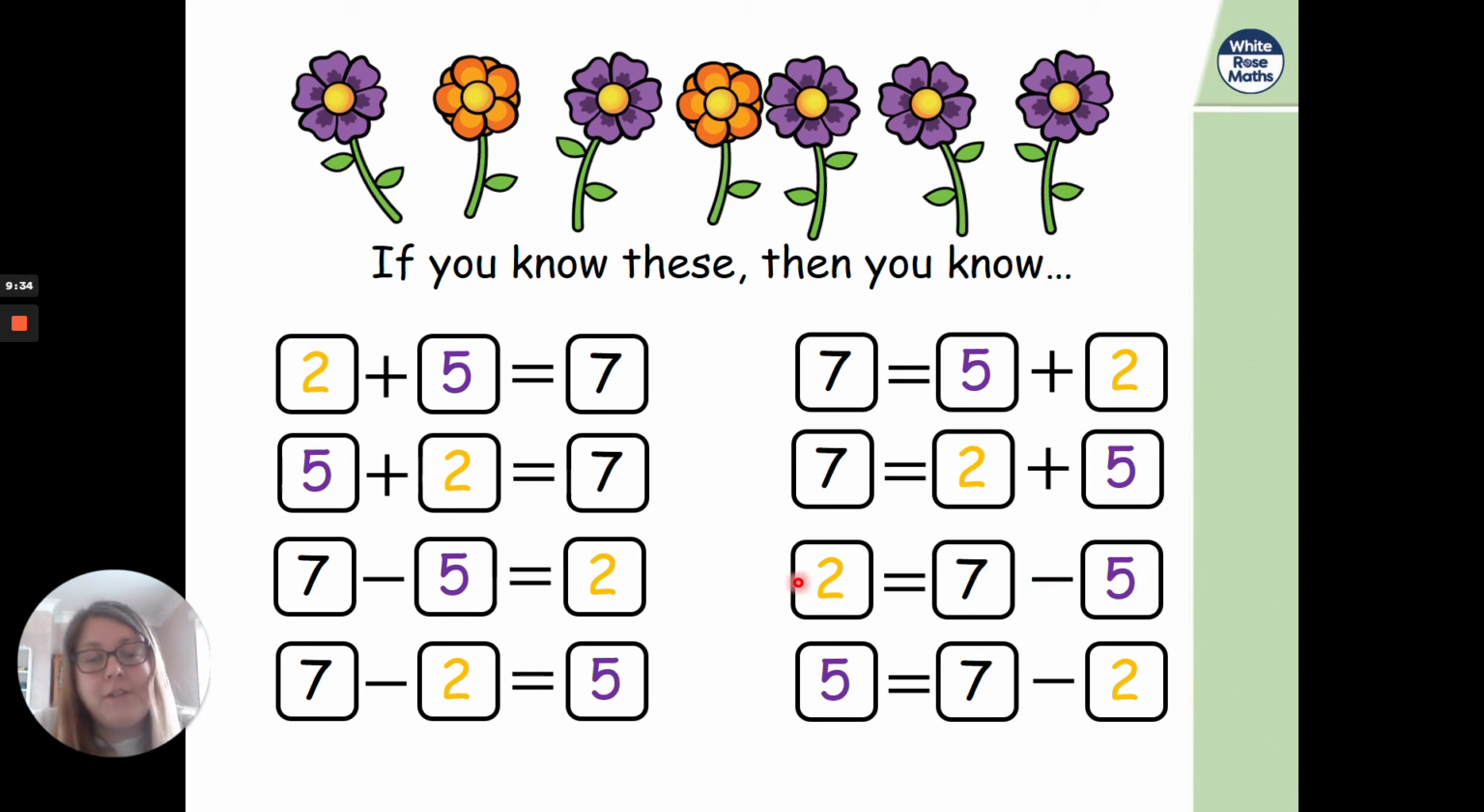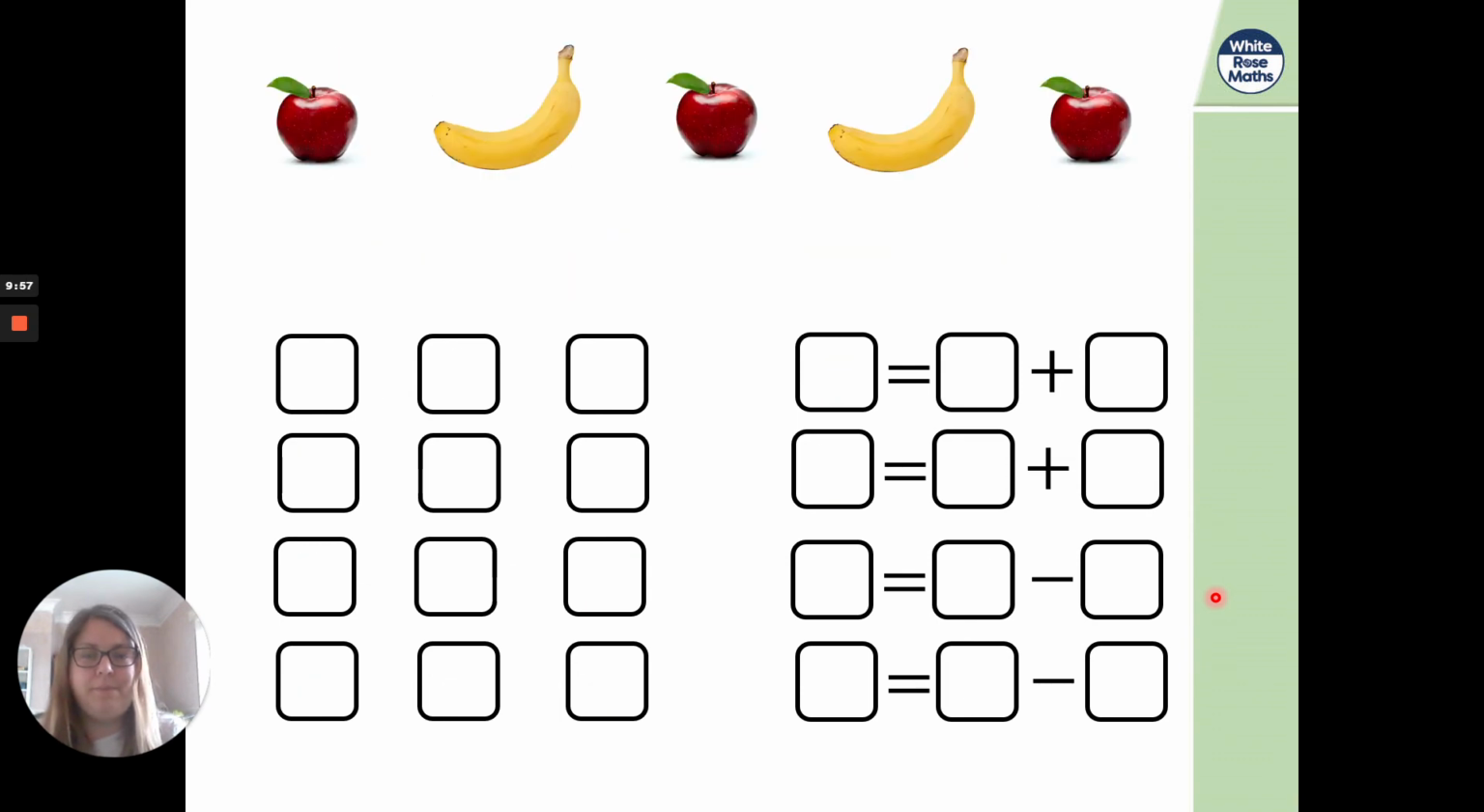And that's because we couldn't have 7 equals 2 take away 5, because if you've got 2, can you take 5 away from it? No. And if we had 7 equals 5 take away 2, we'd do 5 and we'd take away 2, but does that equal 7? No. So that's where the bottom 2 are a little bit trickier. But have a go at this next one.